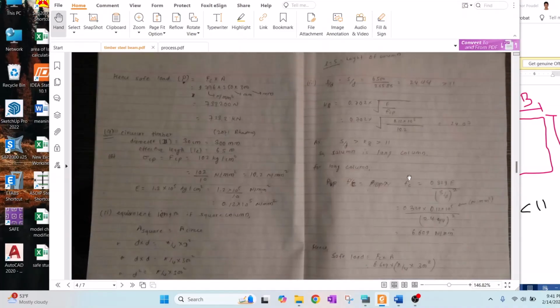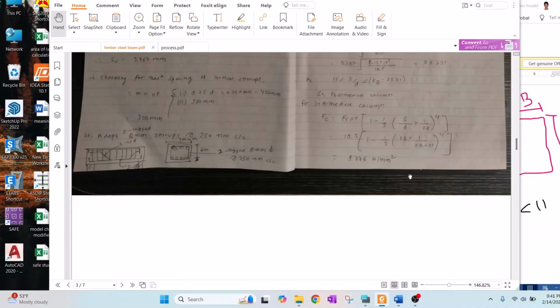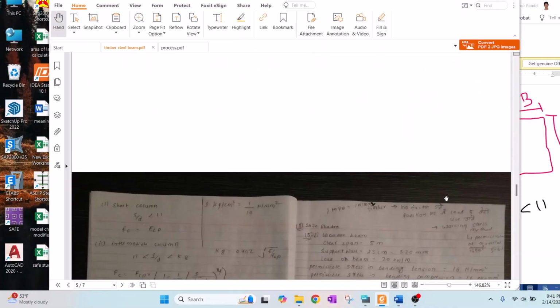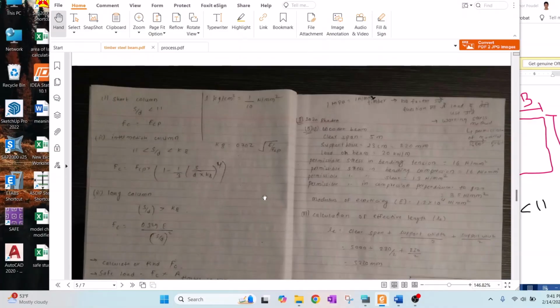Like what we did in the previous part, we calculate FC, and if we multiply that FC by the area of the column, then we can find out the safe load of the column. So safe load is FC multiplied by A, that means the area of the section, and we know all the values, so we can calculate the safe load, that is 467.162 kilonewton.